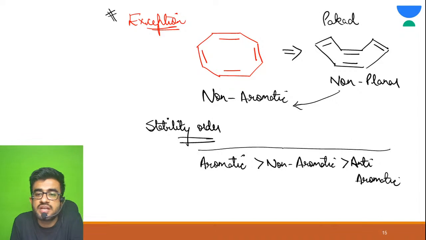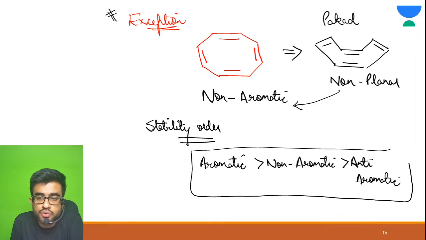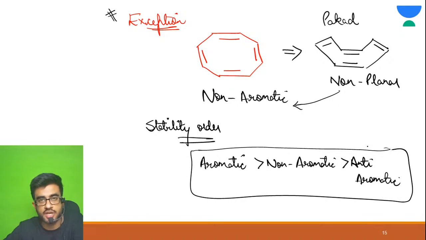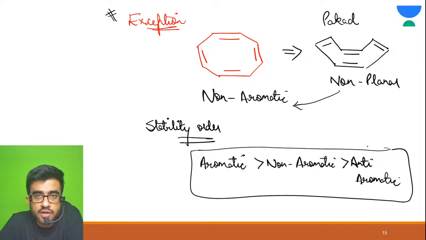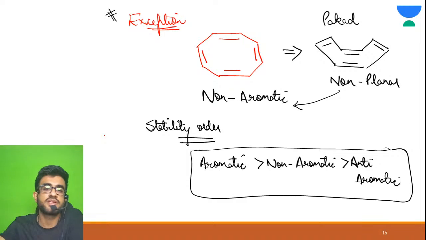Whenever stability is asked, you need to check whether the compound is aromatic, non-aromatic or anti-aromatic, and accordingly decide its stability. If it is aromatic, it is highly stable. If it is anti-aromatic, it is highly unstable, and non-aromatic is in between those two. Is this much clear to all of you?